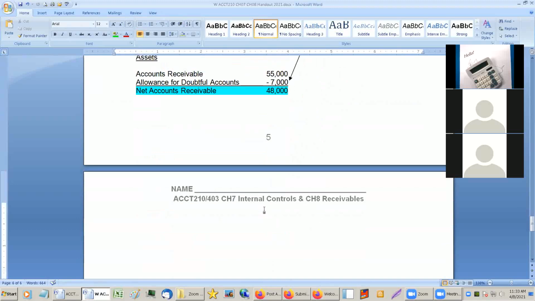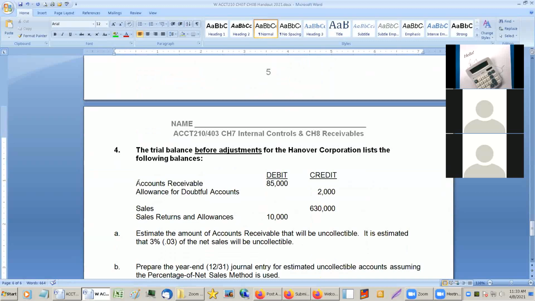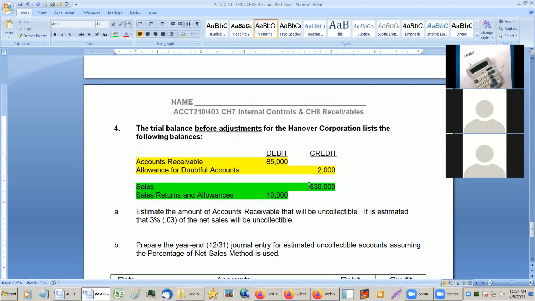Okay, let's do the next one. Now the next one's a little bit trickier. We still have those. And here we have this. We did talk about this before. To get the net sales, here's where the sales are, but people return 10,000 of stuff. So the net sales will be whatever they have, subtract those.